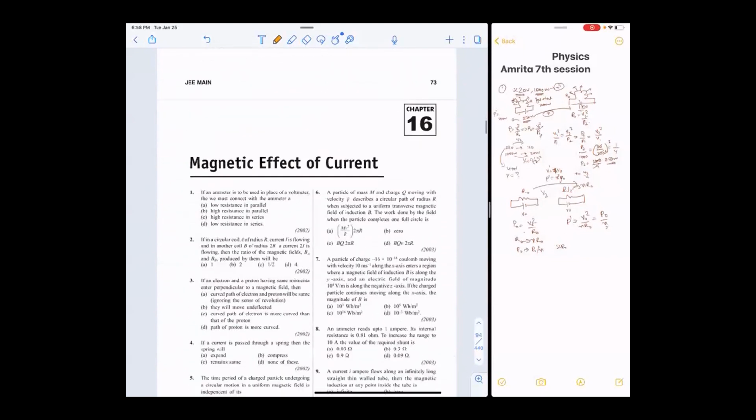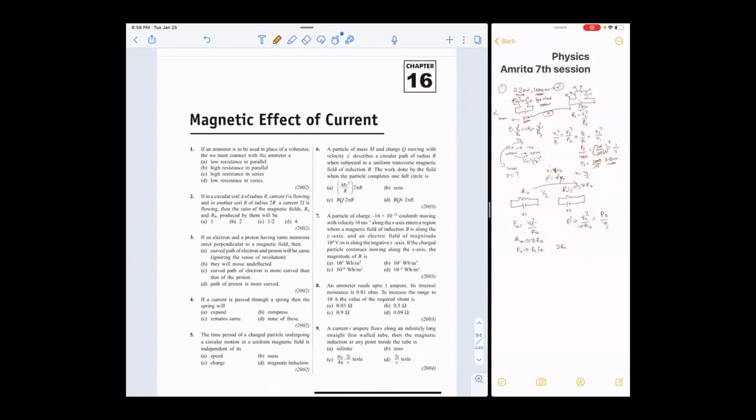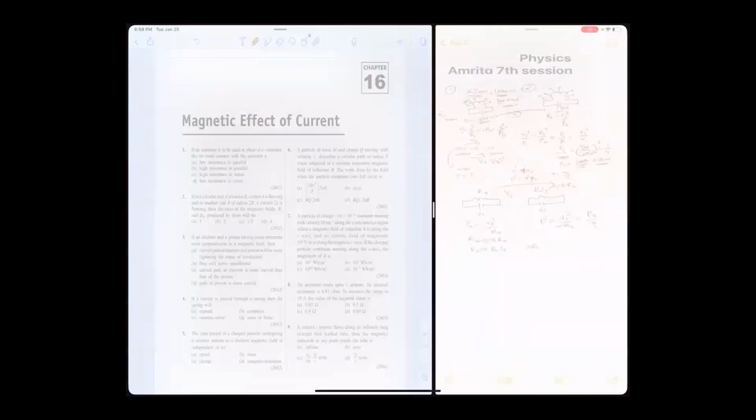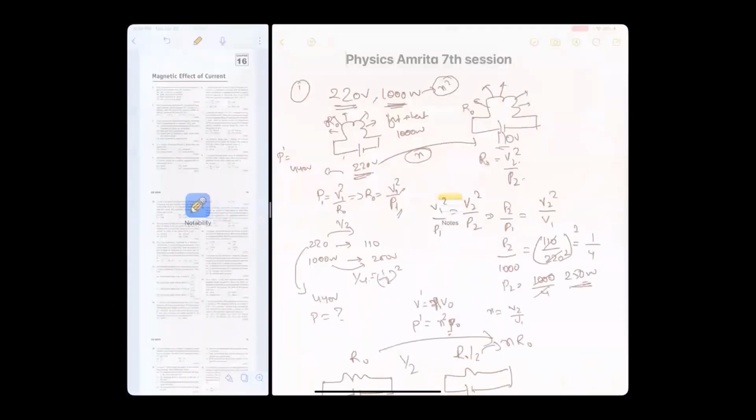Next one, magnetic effects of current. If an ammeter is to be used in place of a voltmeter, then we must connect with an ammeter. This is called conversion of galvanometer to ammeter. So first question I'm telling you, this is a galvanometer.